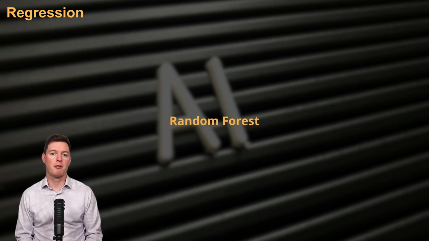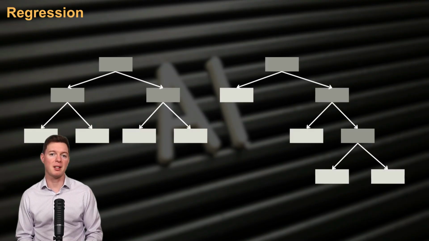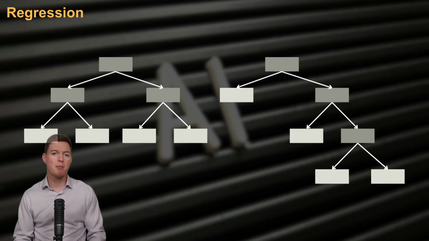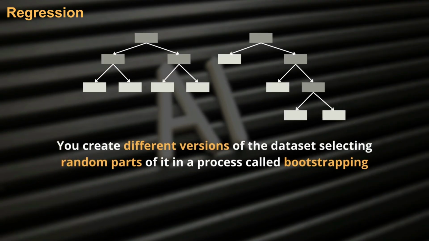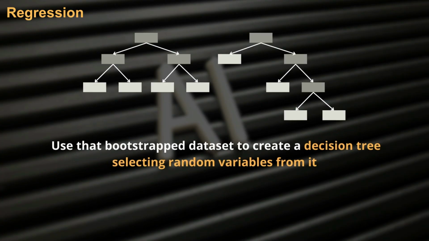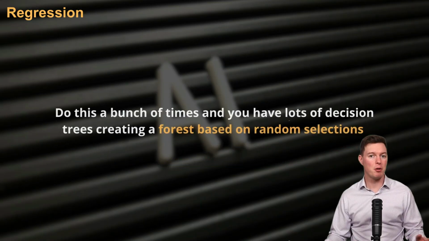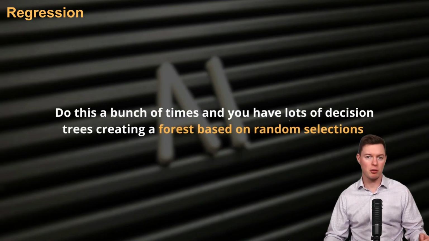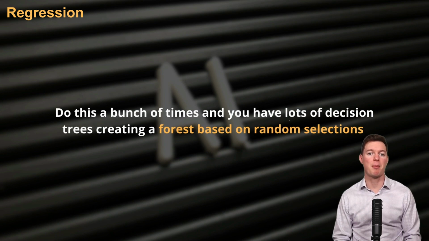Next is random forest. A random forest is basically a bunch of decision trees, hence the name forest. It's random because you create different versions of the dataset, selecting random parts of it in a process called bootstrapping. Then you use that bootstrapped dataset to create a decision tree, selecting random variables from it. A fair bit of randomness in this process. Do this a bunch of times and you have lots of decision trees, creating a forest based on random selections of the data and variables.